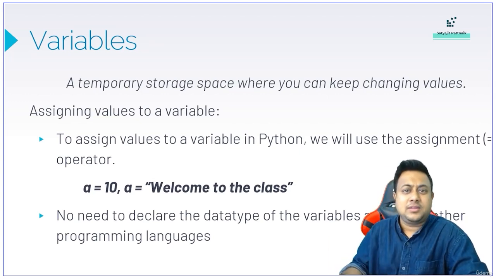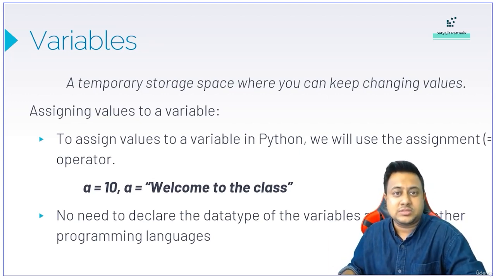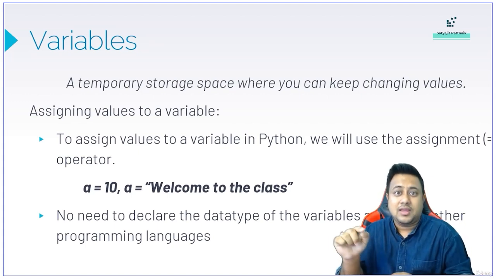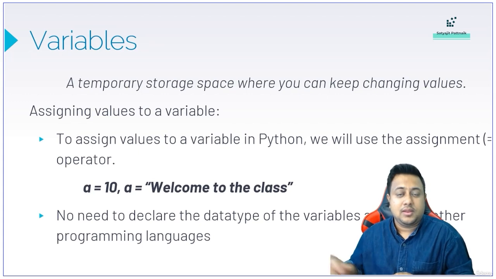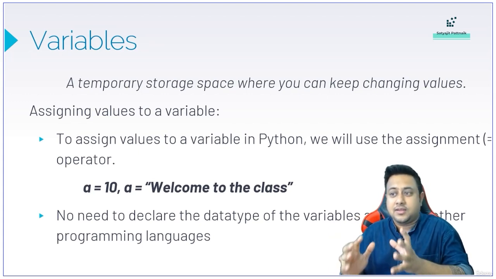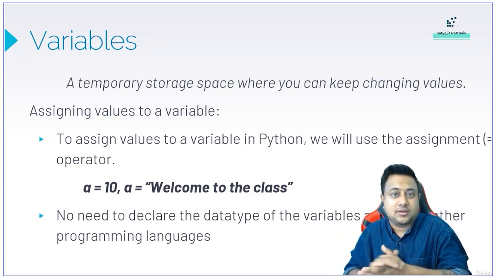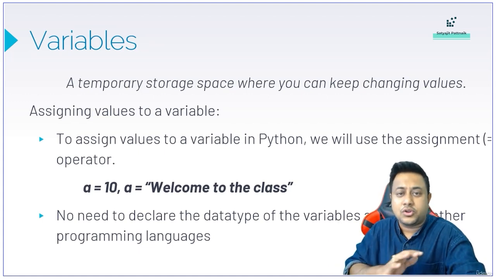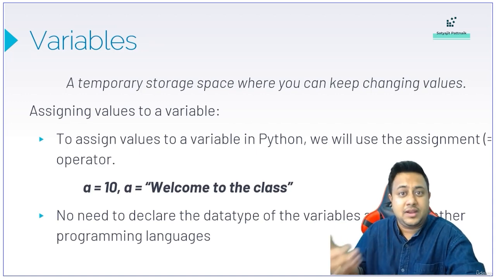So in Python, we don't have to declare the variables, like in Java, where we used to declare variables: String a equals hello world. Then only it will understand that a is a string object. In Python, you don't have to mention string, int, float or anything like that. Just assign the values and Python will automatically understand what type of data it is.